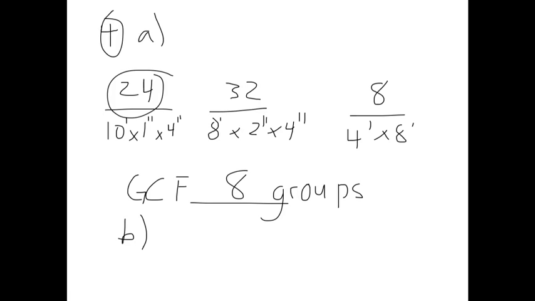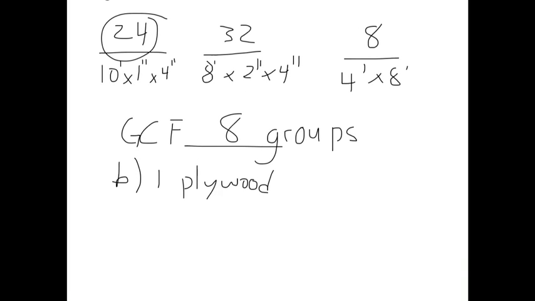B says, how much of each lumber type will each group have to work with? So I have 8 groups. How much does each group get of each type of lumber? 1 piece of plywood. Okay, and 3 pieces of 1x4 and 4 pieces of 2x4. How do you know that? Because you divide it by 8. Yeah, just 24 divided by 8 groups. So 3.